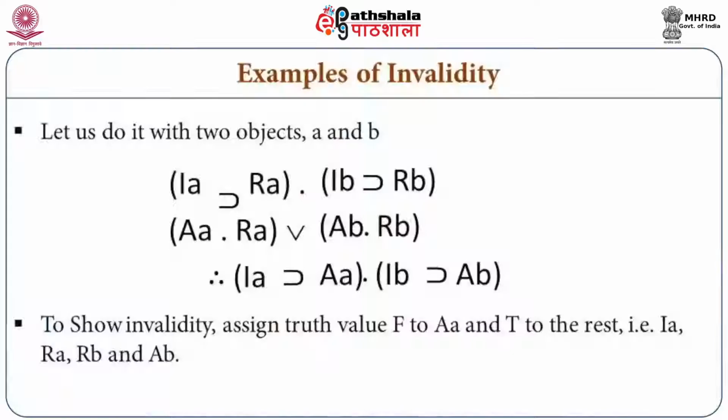But this argument can be shown to be invalid if we have more than one model, which is what we are looking at now. Let us do it with two objects, a and b. That means the sentence can be symbolized like this: if Ia, then Ra, and if Ib, then Rb. That is the first sentence symbolization. Second, the second one is an existential sentence.